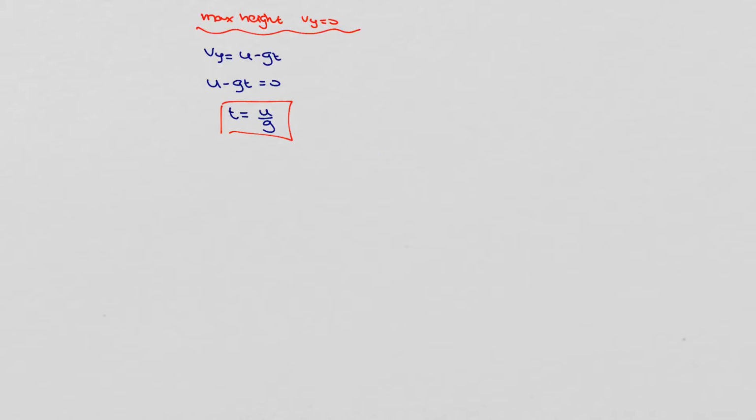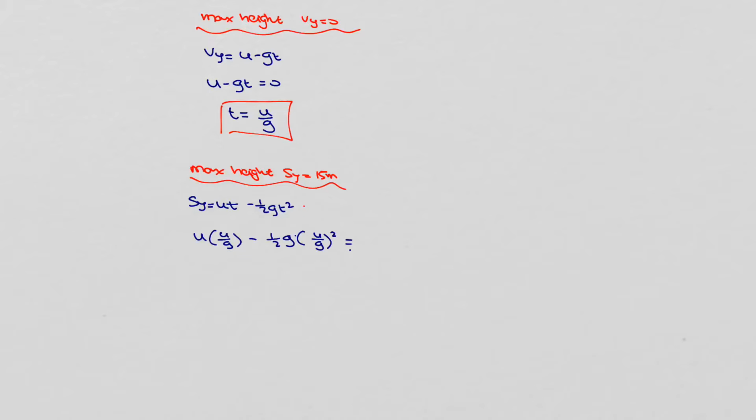But we have a second piece of information about the maximum height, and that's that at the maximum height, sy is equal to 15 metres. So again, what do we know about sy? Well, we saw that sy was equal to ut minus a half gt squared. So if I sub in u over g for t, the time of flight, and let that equal 15, what I'll now be able to do is get u on its own.